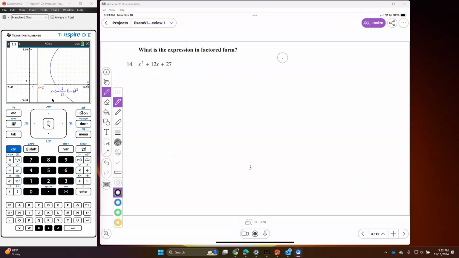Find the factors of 27. 3 times 9. Negative 3 times negative 9. You add. And 3 plus 9 gives you 12. So what do you have? You have x plus 3 times x plus 9.